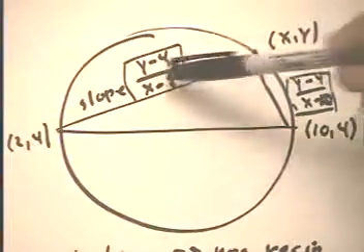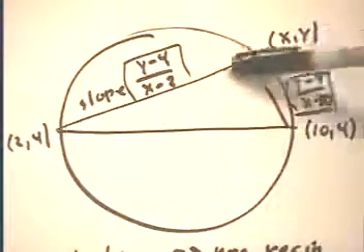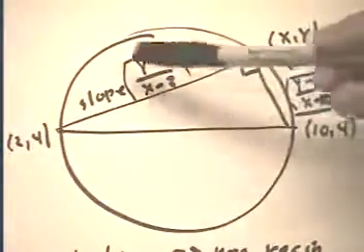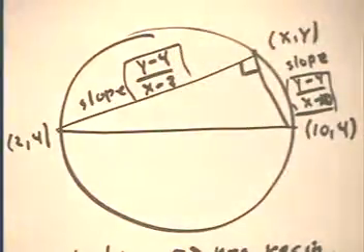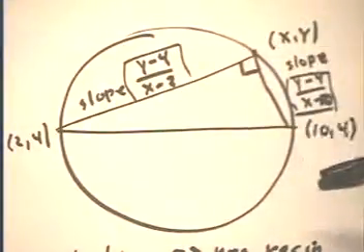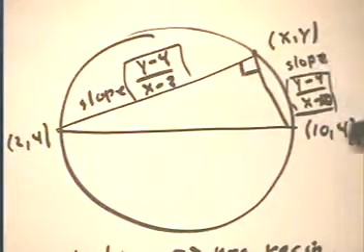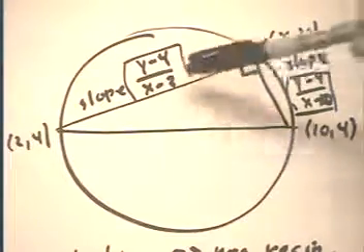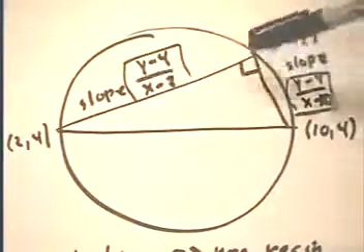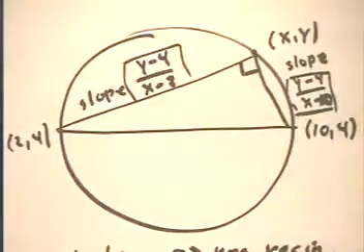So for example, the slope of this segment from 2,4 to x,y is y minus 4 over x minus 3. The slope of this segment from x,y to 10,4 is y minus 4 over x minus 10. So we have these two slopes, and we know that they have to be negative reciprocals.